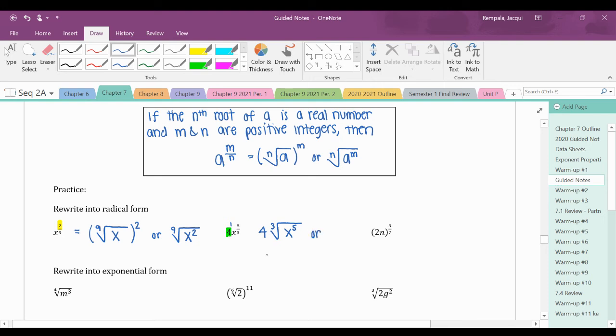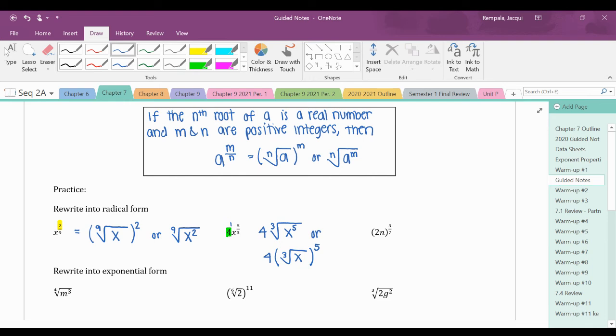Or we would then have the 4 once again on the outside. And we would have that cubed root of x. But it's in parentheses. And it's being raised to that 5th power. So 2 different ways to write the same answer.